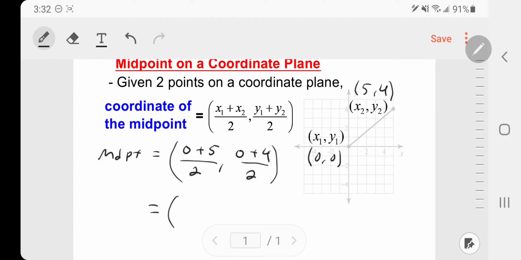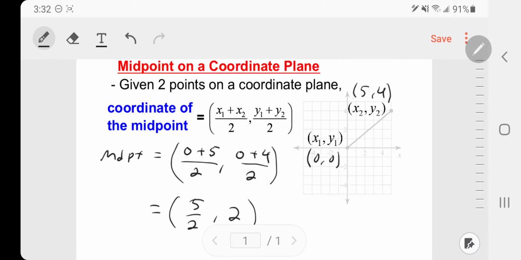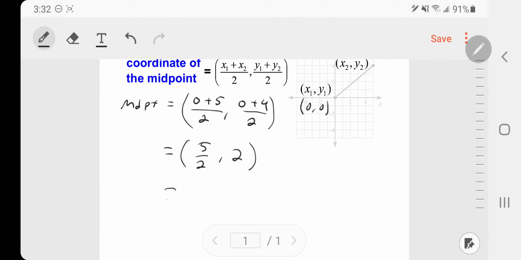Okay, let's write it as a coordinate. 0 plus 5 is obviously 5 over 2. 4 over 2, that's going to give us 2. All right, if you'd like, you can also write it as a decimal. It doesn't really matter. 2.5, 2 is also acceptable. And that's going to be our final answer right here.